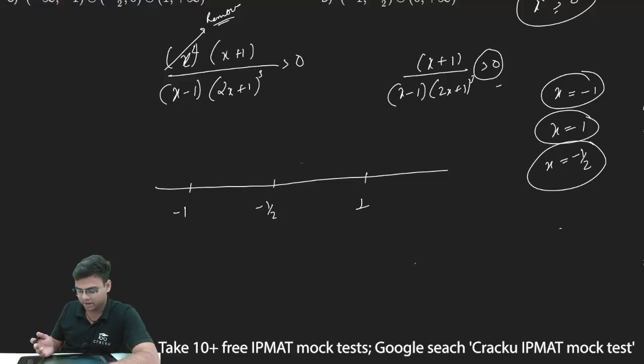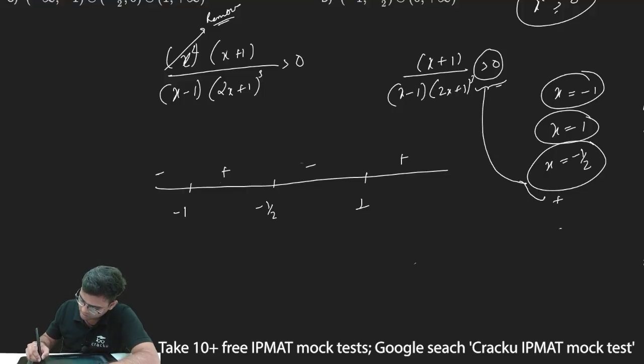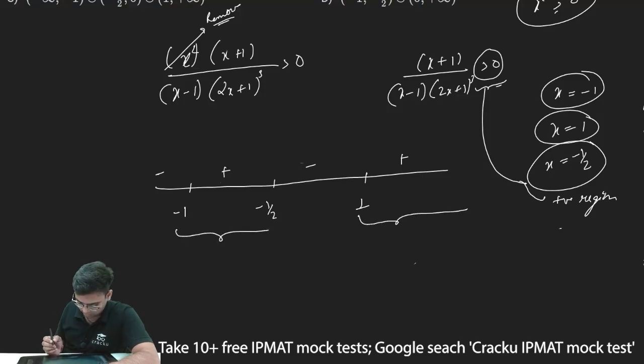And similarly, how we find the solutions is we consider this as positive, this as negative, this as positive, and this as negative. And then we look at the inequality. If it is greater than 0, then we look at the positive region. If it is less than 0, then we look at the negative region. Now in this we can see it is greater than 0, so we have to take only the positive region. Thus the positive region is this one to this, and minus 1 to minus 1 by 2.